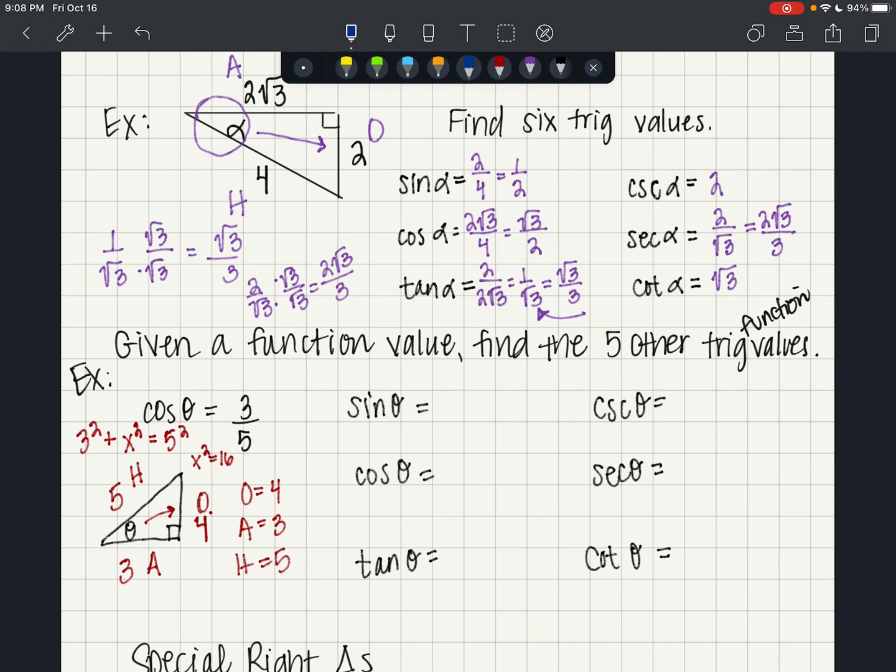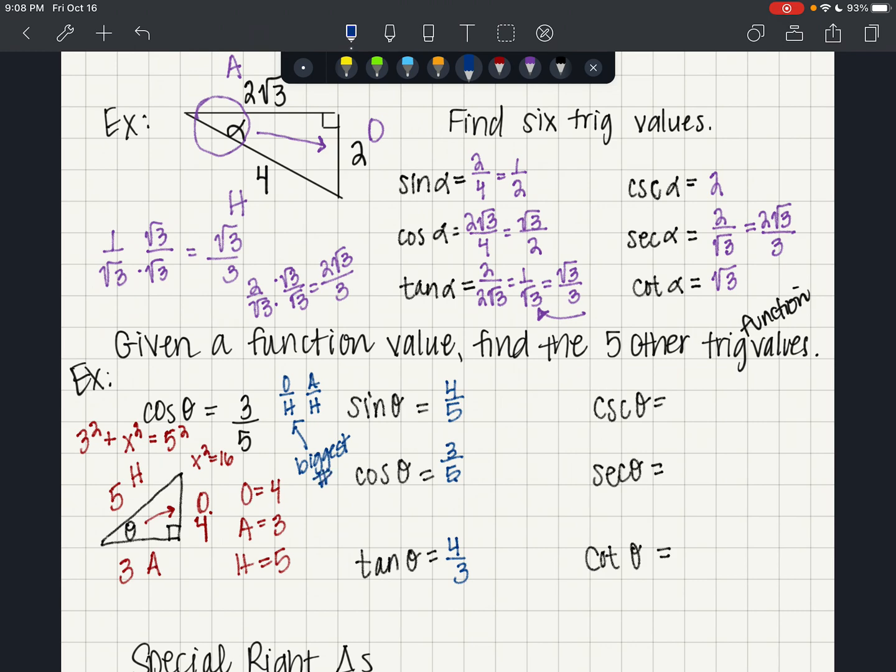So the sine of theta will be opposite over hypotenuse, which will be 4 over 5. Cosine of theta was already given. It's 3 over 5. And the tangent of theta is opposite over adjacent, 4 over 3. Now, the sine of theta and the cosine of theta, because they are both over the hypotenuse, they're opposite over hypotenuse, adjacent over hypotenuse. The hypotenuse will always be the biggest side, right?